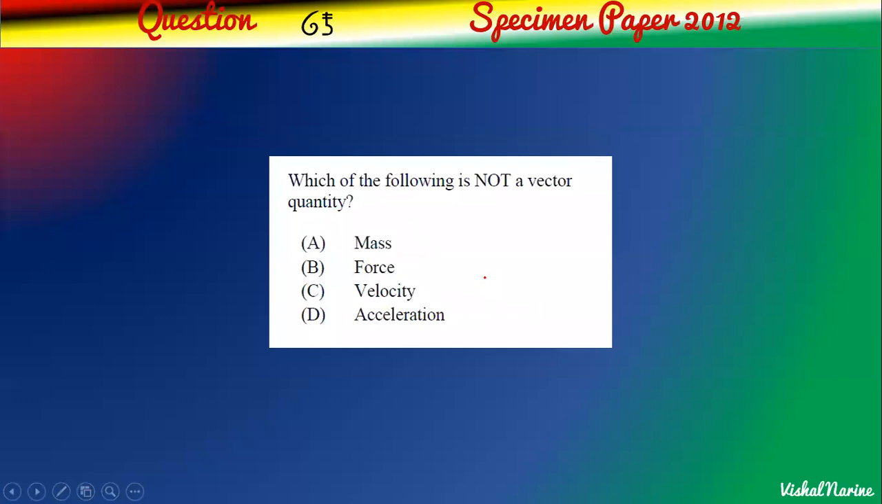65, which is not a vector quantity, meaning they're asking you which is a scalar quantity. So it means it has a size only and no direction. Yes, so it is mass. Force, velocity, and acceleration are all vector quantities.